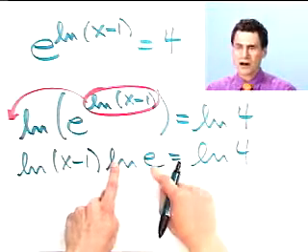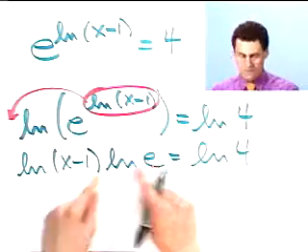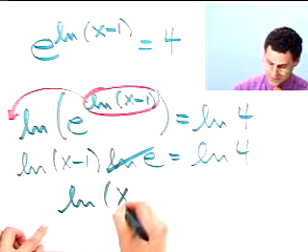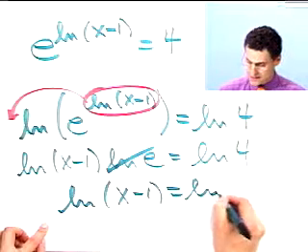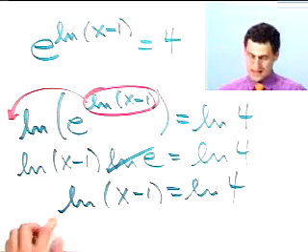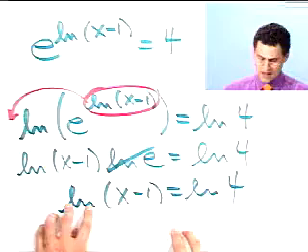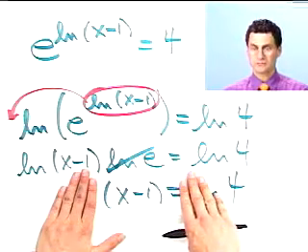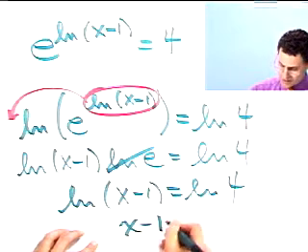Well, e to what power gives me e? 1. So in fact, this is just 1. So I can just drop that out, and I see natural log x minus 1 equals natural log of 4. And now what could you do? Well, since I have the natural log of something equals the natural log of something else, those somethings must be equal. So therefore, I see x minus 1 equals 4.